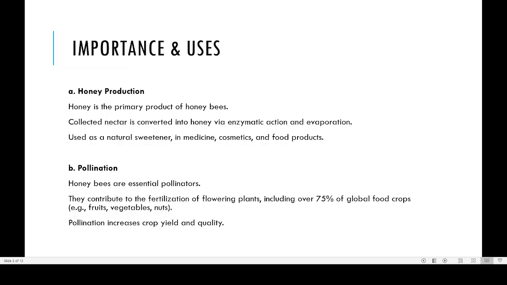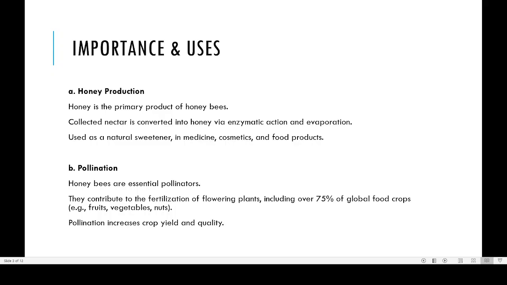Now the second is what are the importance of honeybee. Almost all the items you know, but still we are listing it one by one. One is producing honey. Honey production is a major purpose of honeybees, and it is the primary product of honeybee. And it is for honey that we are rearing honeybees, and it is the commercial importance of that.